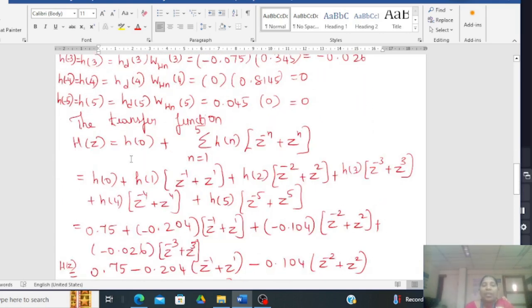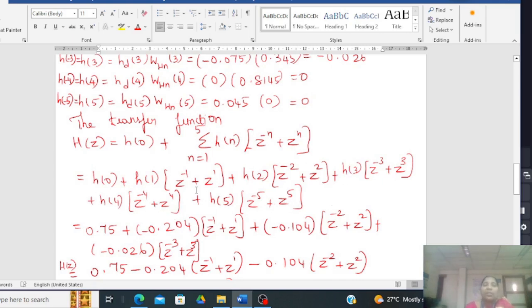Next, we have to implement the transfer function H of z equal to h of 0 plus summation n equal to 1 to 5 h of n times z power minus n plus z power n. So we can expand this by substituting the n value varies between 1 to 5. So we are expanding this in the next equation. So h of 0 plus h of 1 (z power minus 1 plus z power 1) plus h of 2 (z power minus 2 plus z power 2) plus h of 3 (z power minus 3 plus z power 3) plus h of 4 (z power minus 4 plus z power 4) plus h of 5 (z power minus 5 plus z power 5).